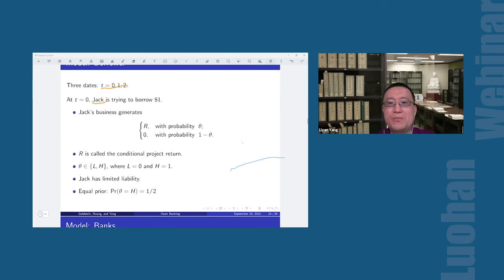The product will produce a return R, which is a positive number, or nothing, depending on the probability theta. So theta is a random variable, and it can be high or low. We make it extreme. If theta is low, it's zero, and this product will always fail and produce nothing. If theta is high, equal to one, this product will always succeed and always produce R.